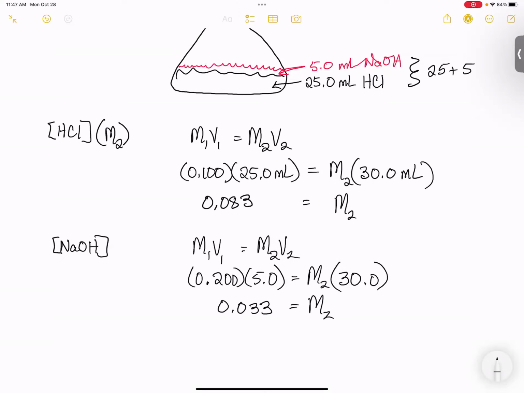Yes. What now? Where'd you get that equation from? Anytime you're dealing with a dilution, that is the dilution calculation from College Chem 1.